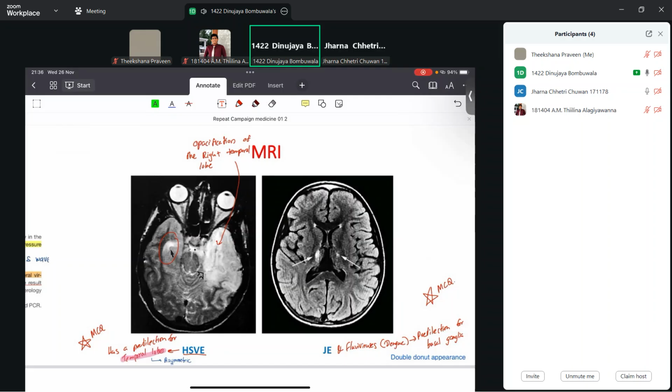The main two organisms of encephalitis we are talking about are herpes simplex, HSV, and JE and flaviviruses. Flaviviruses: dengue, JE. Herpes simplex has a predilection for the temporal lobe. Like in this picture, the temporal lobe has been affected. It is the typical place for HSV encephalitis. And in flaviviruses, the JE and dengue viruses usually reside in the basal ganglia and cause inflammation there. So you should know that.